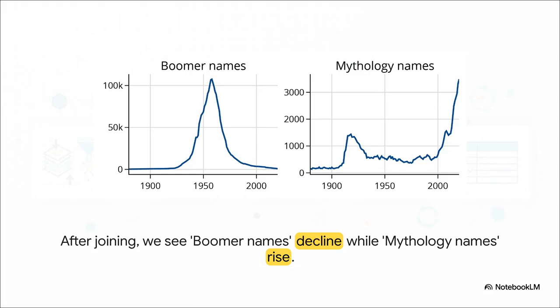And the payoff for doing that join is huge. Because we've now connected the two datasets, we can group our data by category. And the results are pretty striking. Boomer names clearly peaked around the 1950s and have been on a steady decline ever since. And at the same time, mythology names are seeing this massive resurgence. This is a really powerful insight that was totally invisible to us when we only had one dataset to work with.